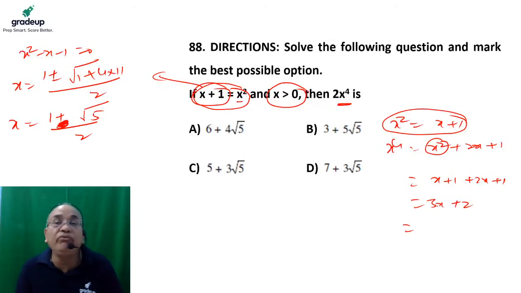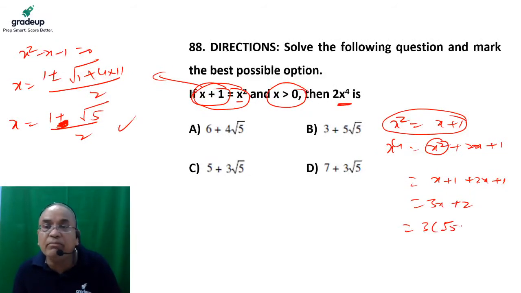What is the value of x? Value of x is this much. I can put this value here. So 3 into root 5 plus 1, you can write, upon 2 plus 3 plus 2. Okay, no problem at all.